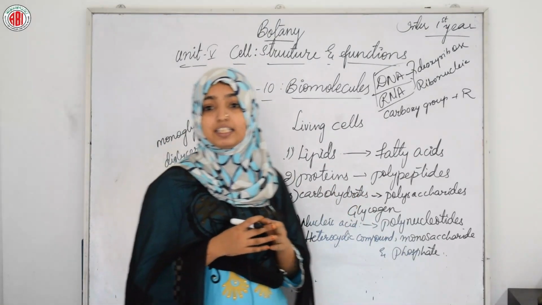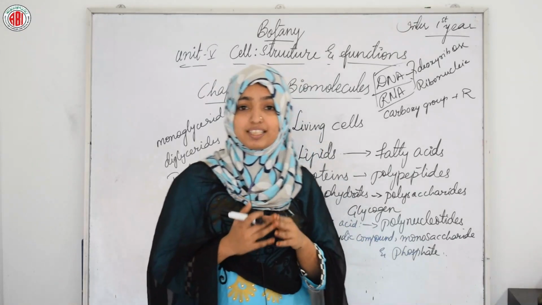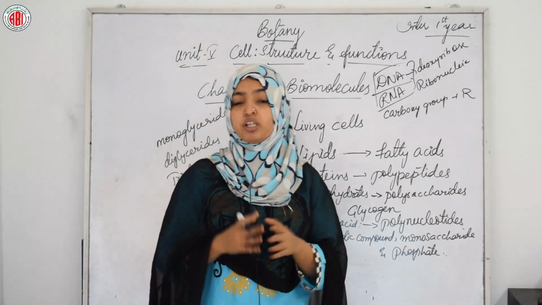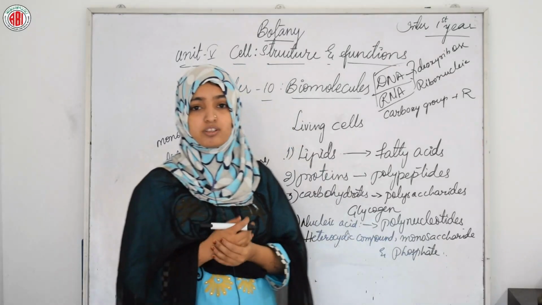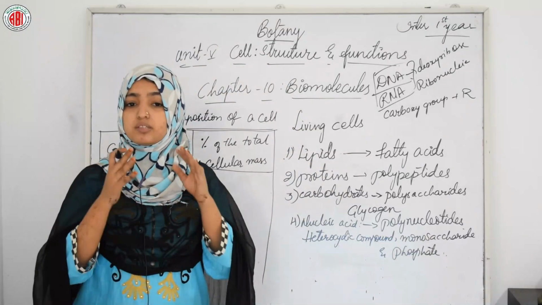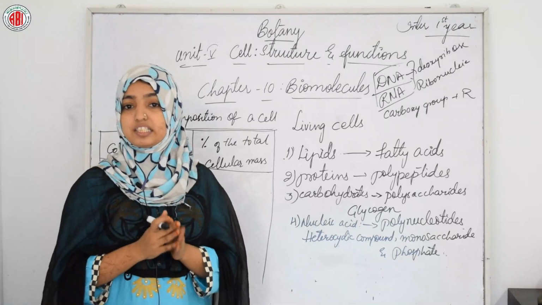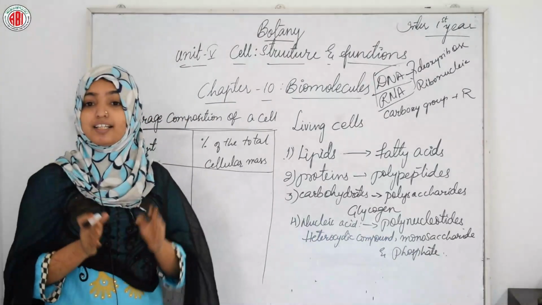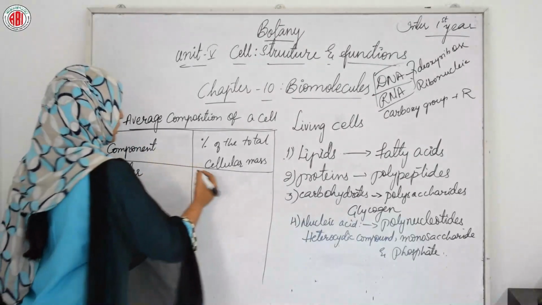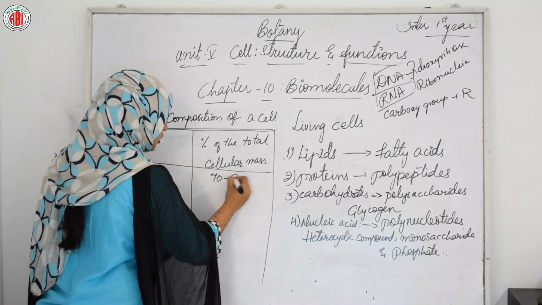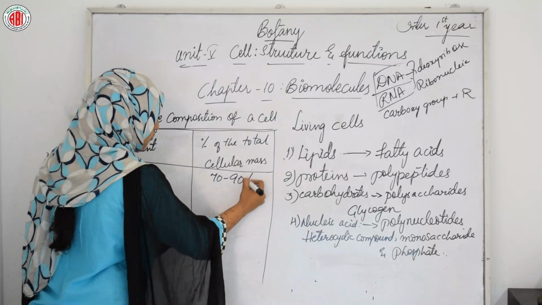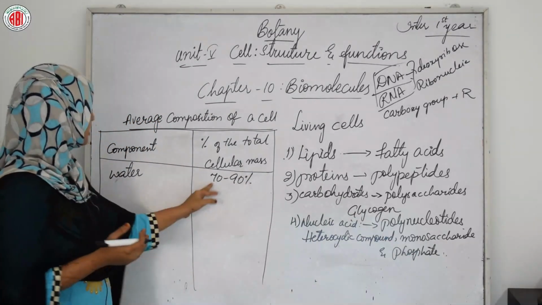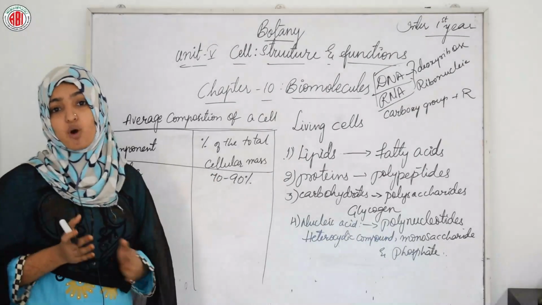Now let us see the average composition of cells. In a cell, what is the composition of these biomolecules that are present? Let us check that out. The first major component a living cell consists of is water. Each and every living cell consists of 70 to 90% water. Actually, it is the average of the total mass of a cell. Of that, 70 to 90% will be water only.